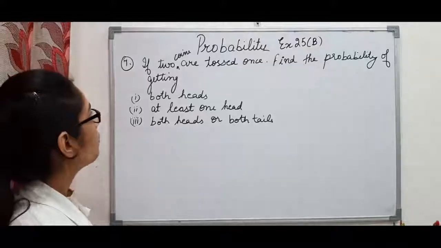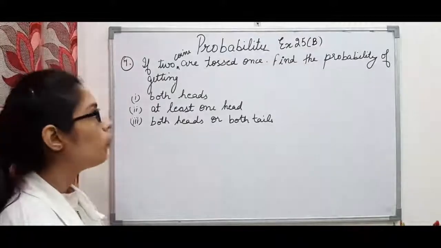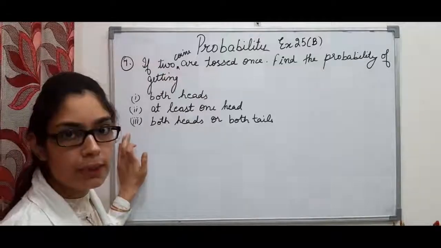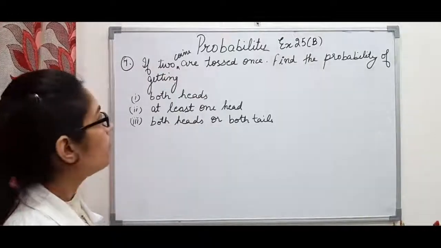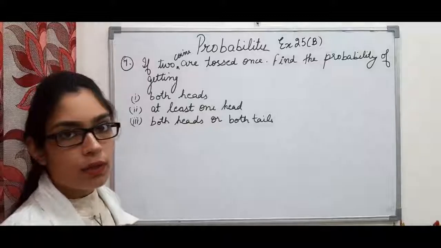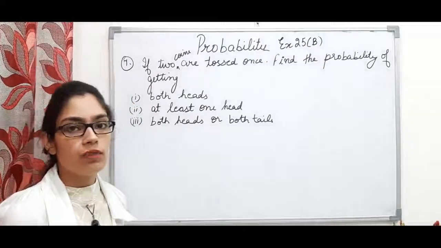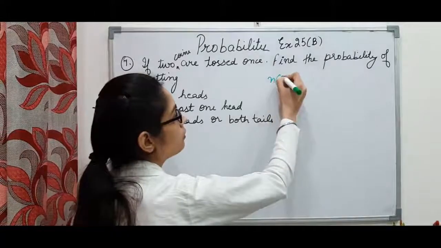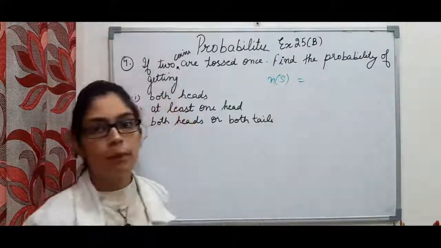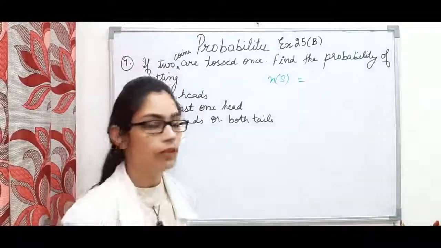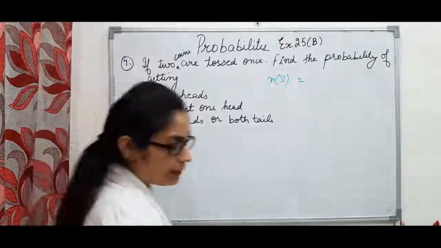In question number 7, they have given us: if 2 coins are tossed once, find the probability. Then they have given us 3 parts. One thing I have already told you: you have to write your sample space, or the total number of elementary events, or I can say the total number of possible events, at the start. So for that I will tell you one thing.